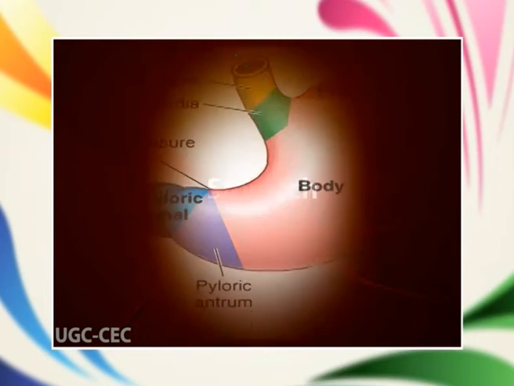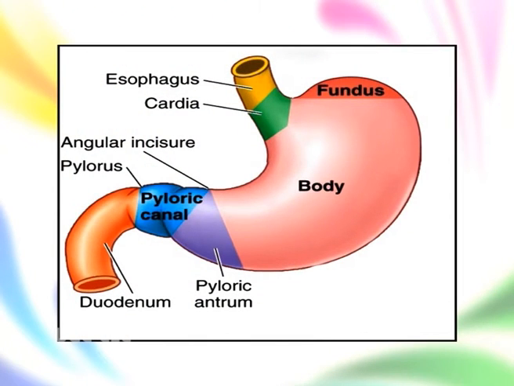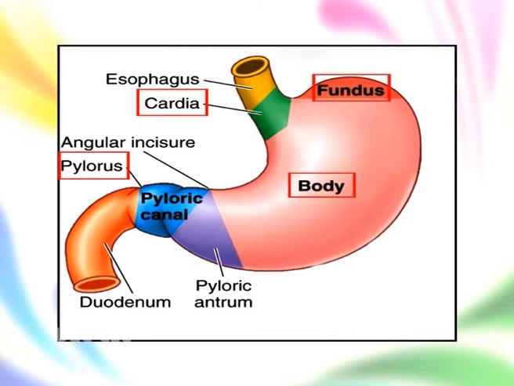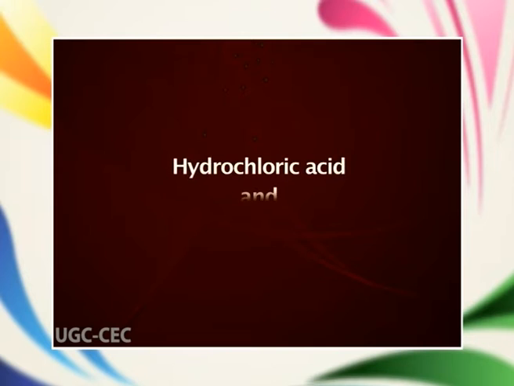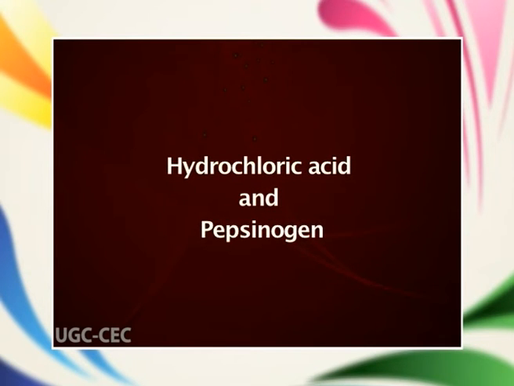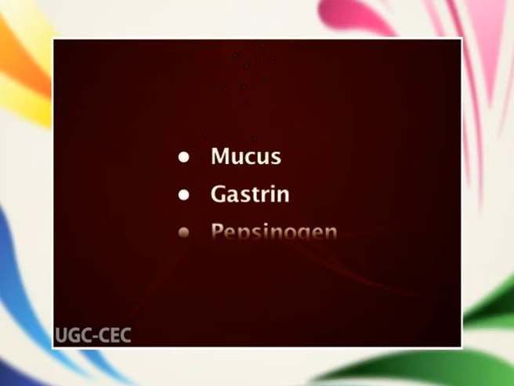The next organ is the stomach. Stomach is a J-shaped organ having two ends, the esophageal end and the duodenal end. It has four regions, cardia, fundus, body and pylorus. The role of fundus is to collect digestive gases. The role of body is to secrete hydrochloric acid and pepsinogen, and the role of pylorus is secretion of mucus, gastrin and pepsinogen.